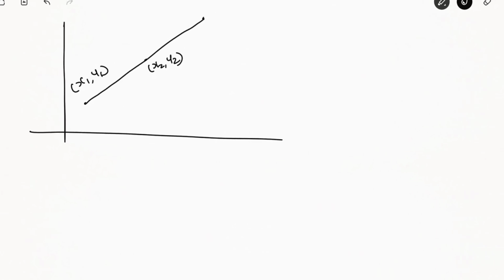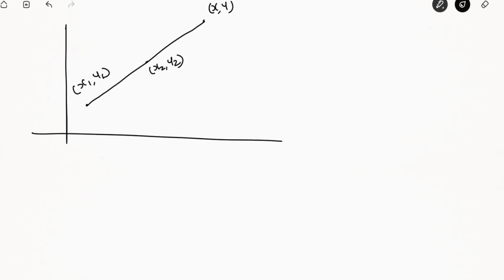The proof will be very similar. You can try on your own and then look into the solution. x1, y1, this point is x2, y2, and there is another point x and y. Again the logic is same. So what should be the logic? It will be very similar, right?